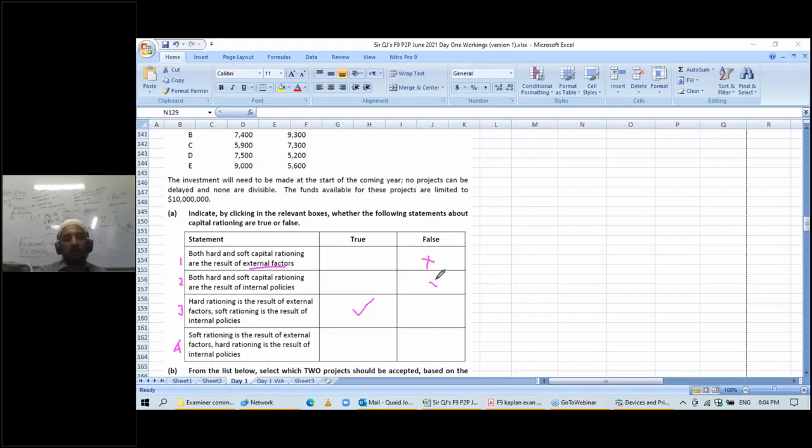No, they both of them are not. And then soft rationing is a result of external factors and hard rationing is the result of internal policies. This is oppositely given. This is also not correct. So the third one is the correct one.